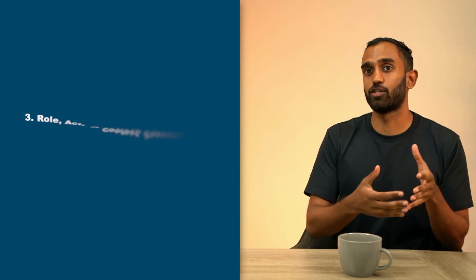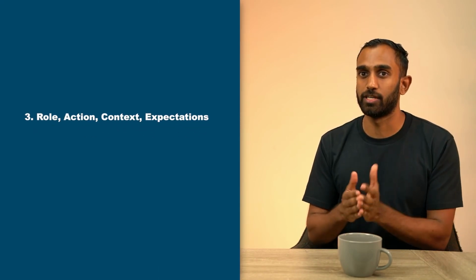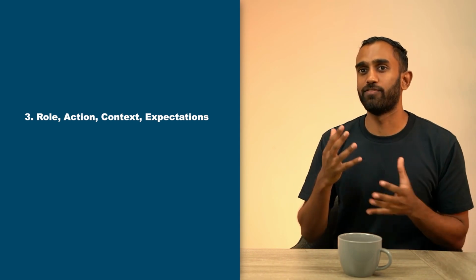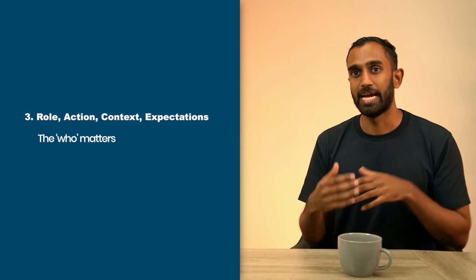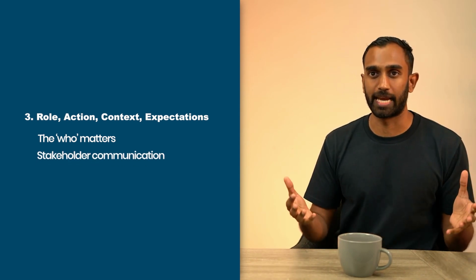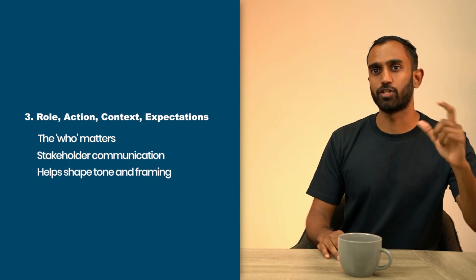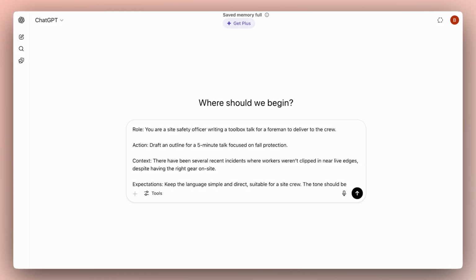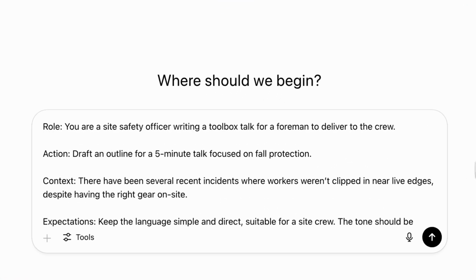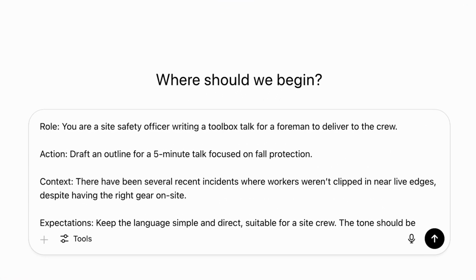Now let's look at our third framework. This framework is called RACE, Role, Action, Context, Expectations. This one's really valuable when the who matters just as much as what you are trying to say. It's great for stakeholder-facing communication or when you really want to shape the tone and framing based on who's going to receive the information. Continuing on our safety enforcement scenario for this prompt, the role here is we're telling AI you're a site safety officer writing a toolbox talk for a foreman to deliver to the crew.